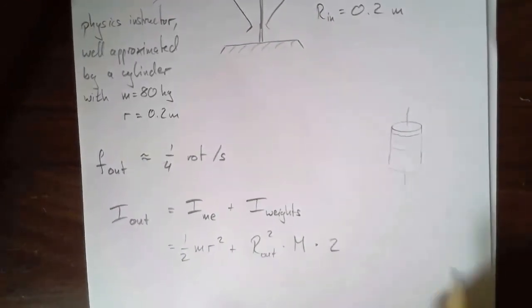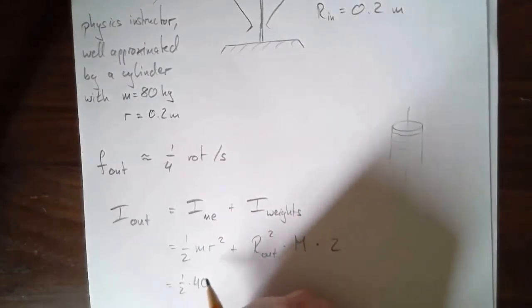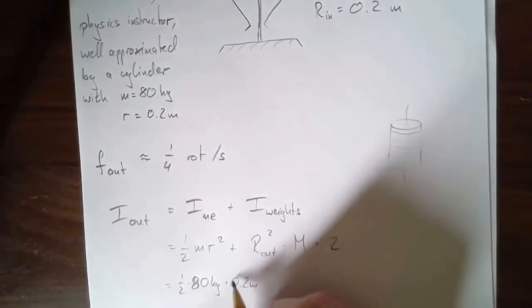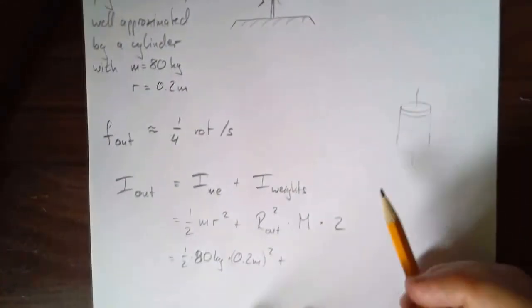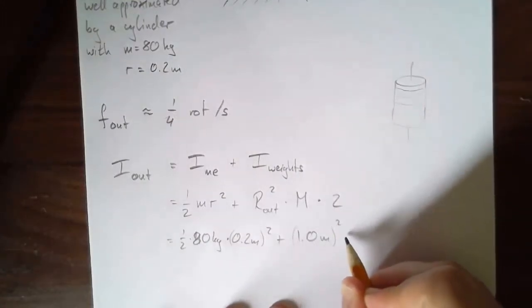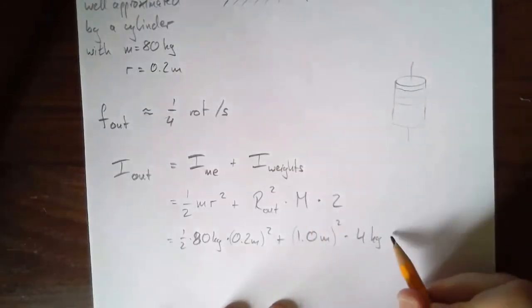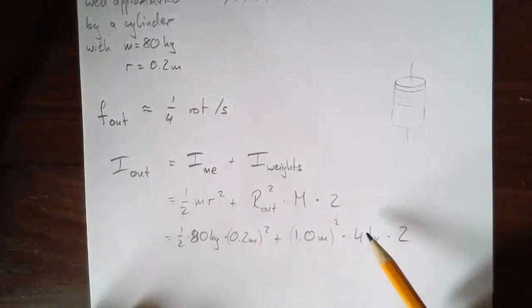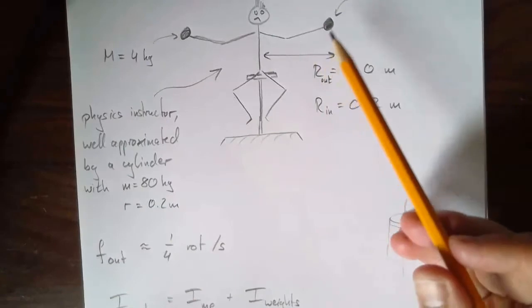Alright, so let's plug in the values. Let's see what we actually get. 1/2 times 80 kilograms, times 0.2 meters squared, plus R out, which we approximated as 1 meter, so that is 1.0 meters squared, times the mass, which was 4 kilograms of each weight, times 2, because there's 2 of them. And I know when I say weight, every time I hesitate, because weight is a force, but also a weight is an object, right?